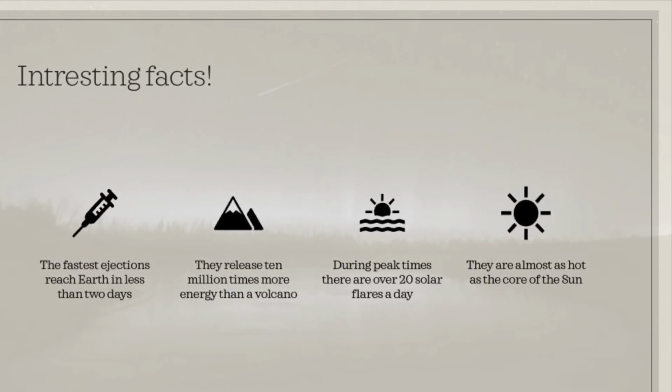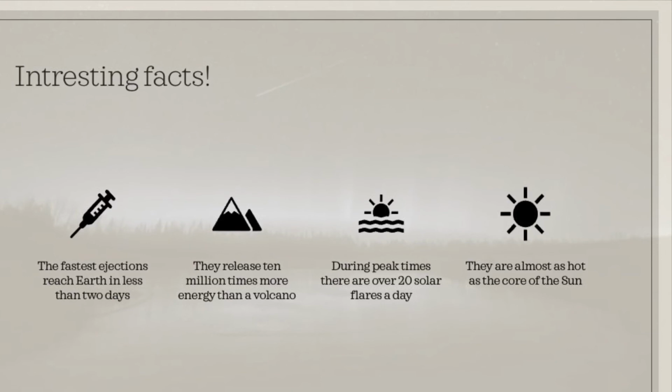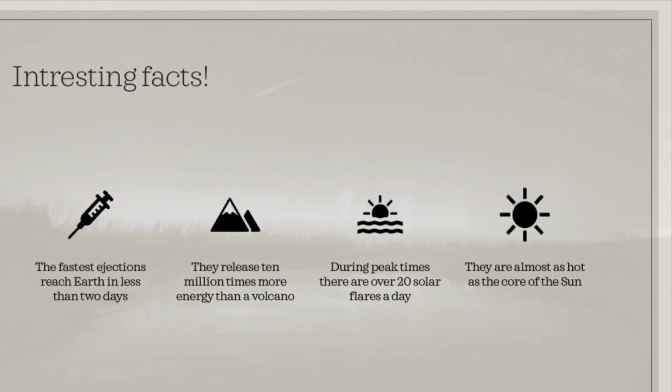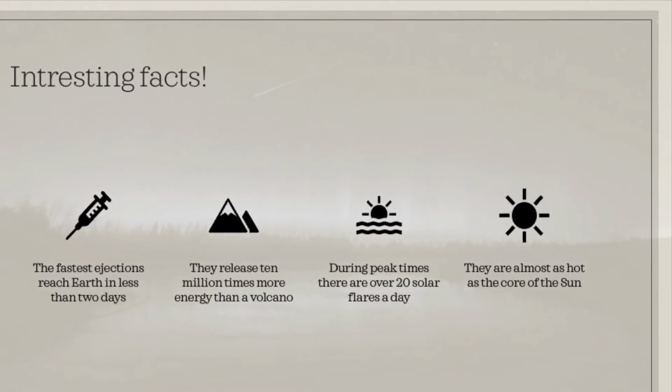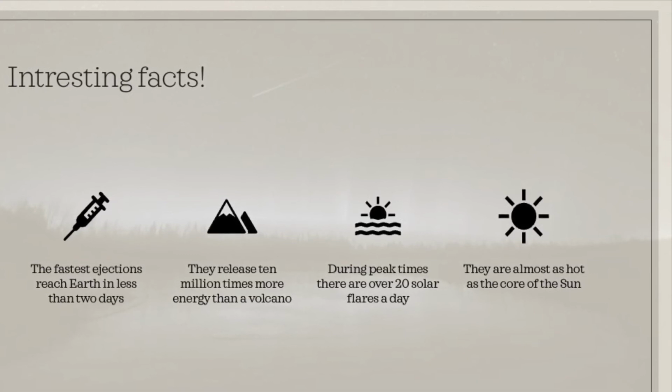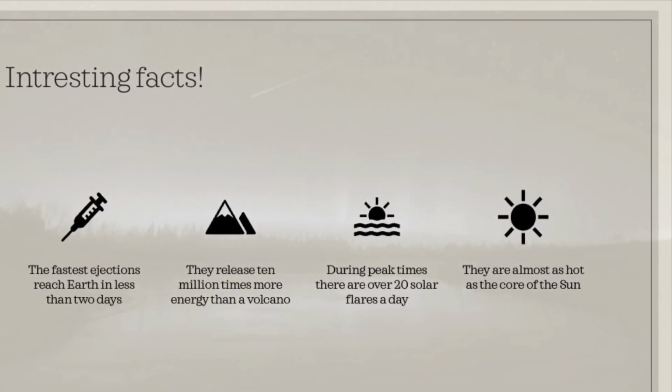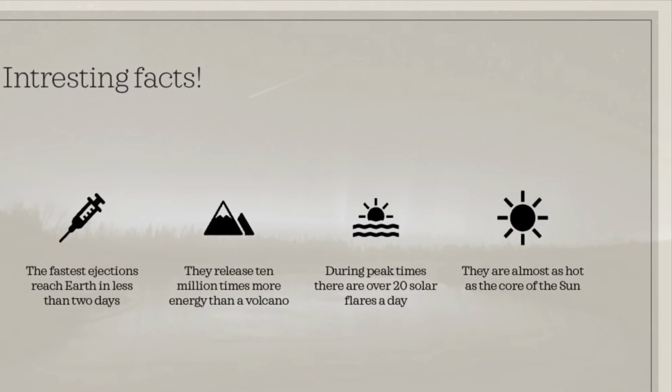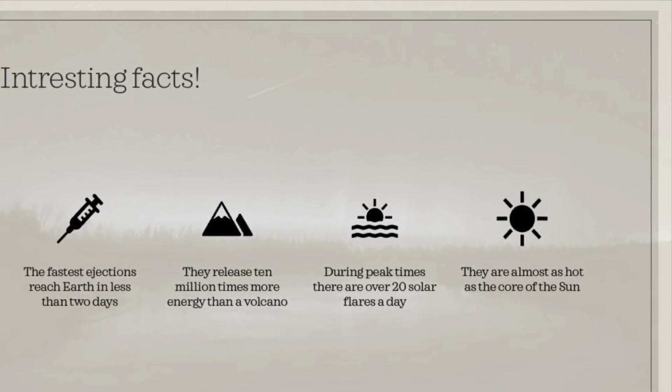During peak times, there are over 20 solar flares a day. And this is scary because one solar flare can cause many things, so imagine 20 or more. They are almost as hot as the core of the sun, and you already know the normal sun, how hot it is.